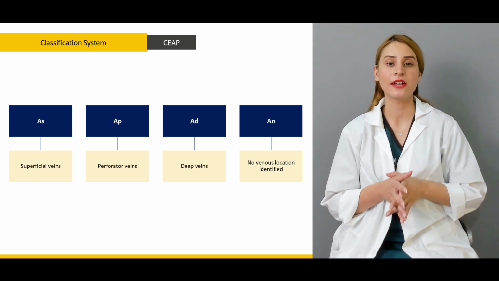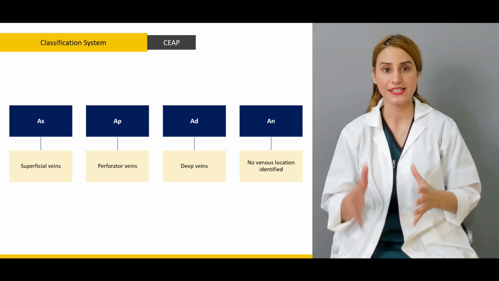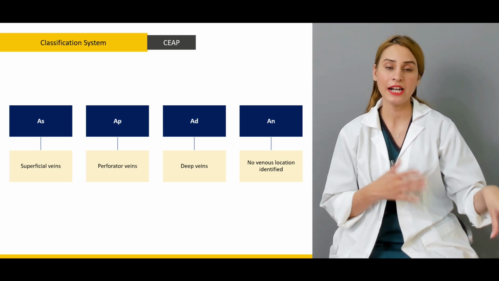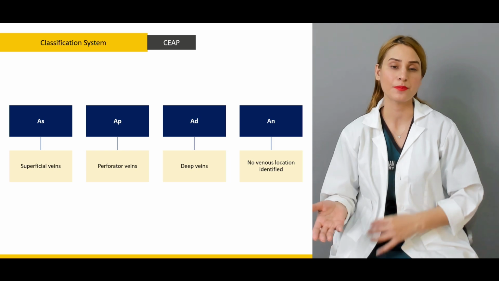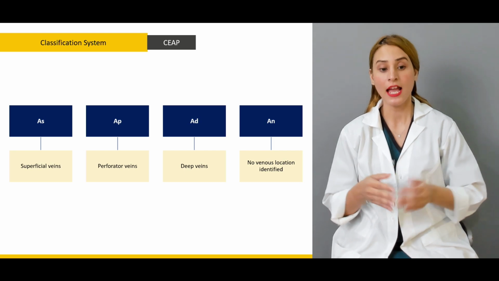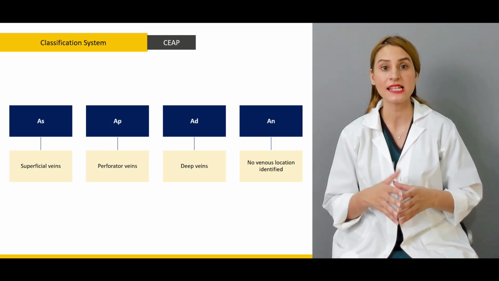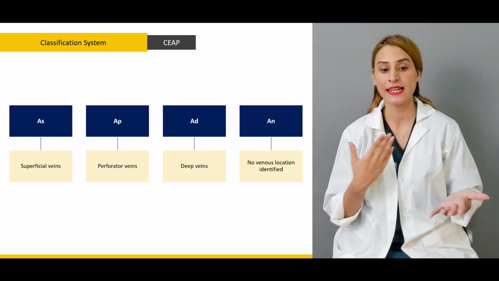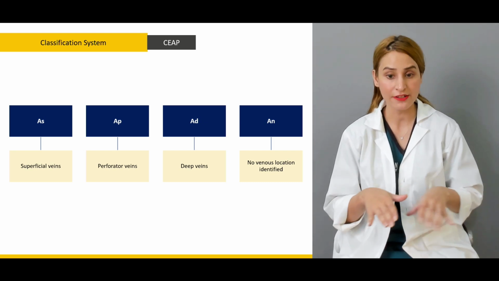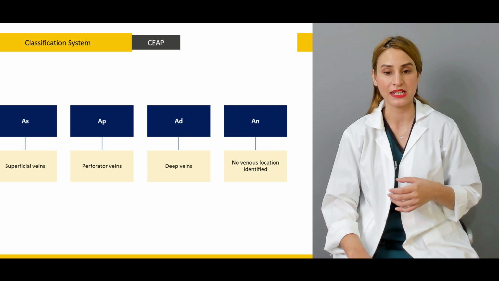First of all, we discussed the clinical classification, which was C0 to C6. Then we talked about the etiological classification, which was hereditary or congenital, and then the primary and the secondary causes. And then we moved to the anatomical classification, where AS is for the superficial veins, AP is for the perforator veins, AD is for the deep veins. Maybe the incompetency can involve the superficial veins, the valve incompetence can be in the perforators, and AD is in the deep veins, and AN is no venous location identified.